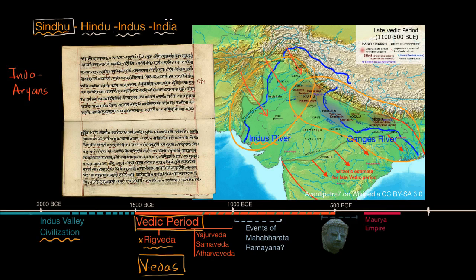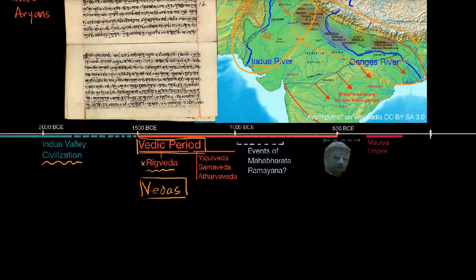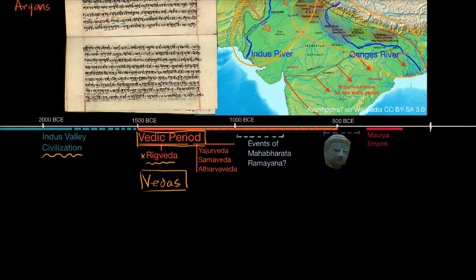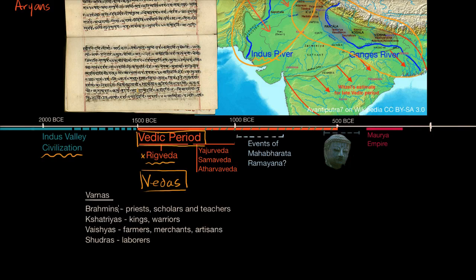Now, also in the Vedas is the first time that we have reference to a stratified social structure. And we see that with the Varnas that are referred to, where, and you could view these as social roles or classes, at the top you have the Brahmins, the priests, the scholars, and the teachers. Then the next you have the kings and the warriors, referred to as the Kshatriyas. Then the Vaishyas, who are the farmers, the merchants, the artisans, and then the Shudras, the laborers.